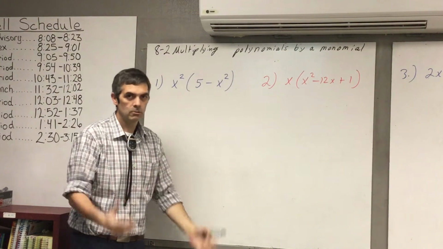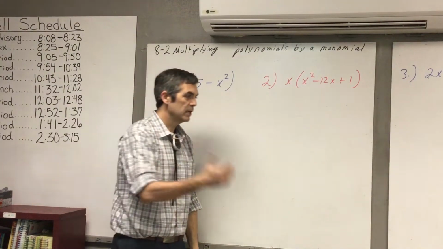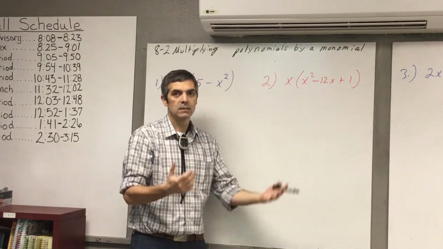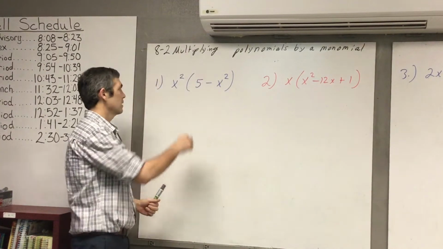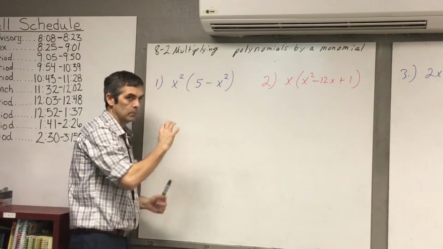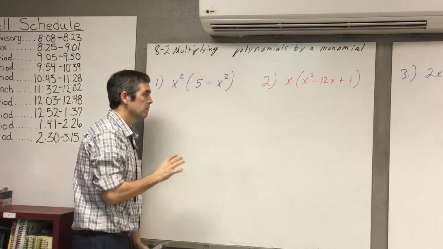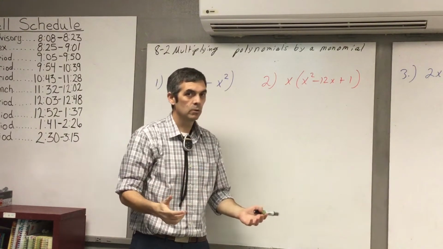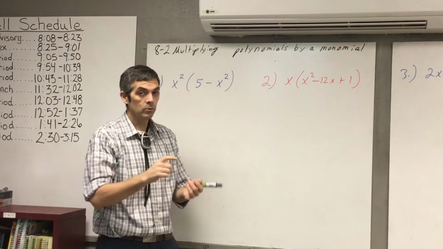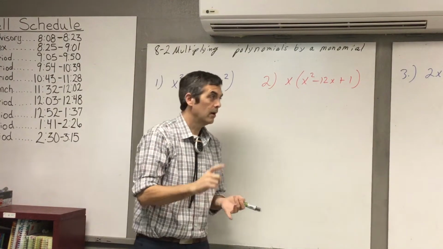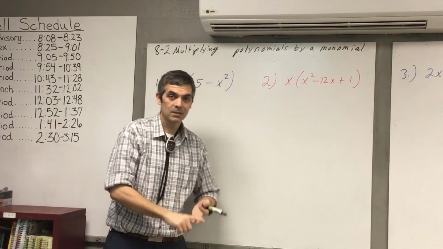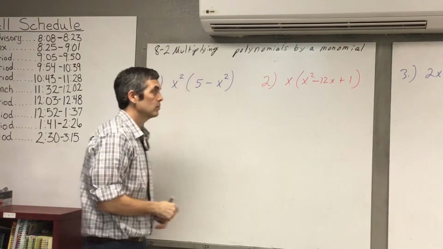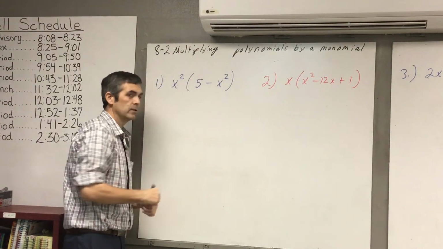Guys, this is your distributive property. You've done it, you've seen it, it's the same thing. You're going to take this term, the whole term, and multiply it by each term inside of those parentheses. That's all you're doing here. But what you got to remember are all your exponent rules and how to combine like terms and things like that. So we're just going to get into it, show you how this works.